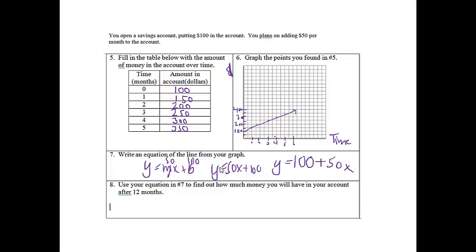Okay, question 8. Use your equation in number 7 to find out how much money you will have in your account after 12 months. So we have y equals 50x plus 100. X is the number of months, and so we might even want to put that x and y. My x is my number of months, so I can simply just plug 12 into there. And if I find 50 times 12 plus 100, that will give me $700. And you'll want to make sure that you don't forget your dollar sign.